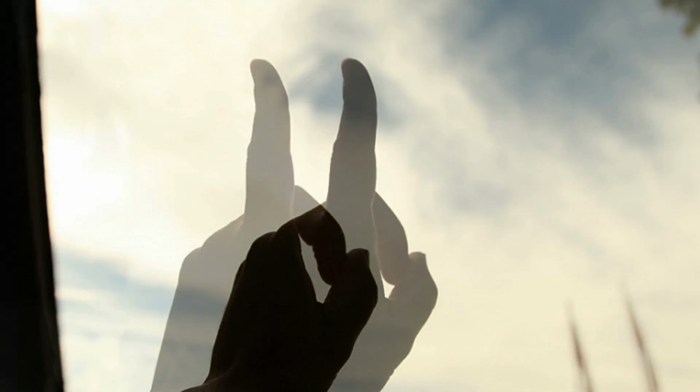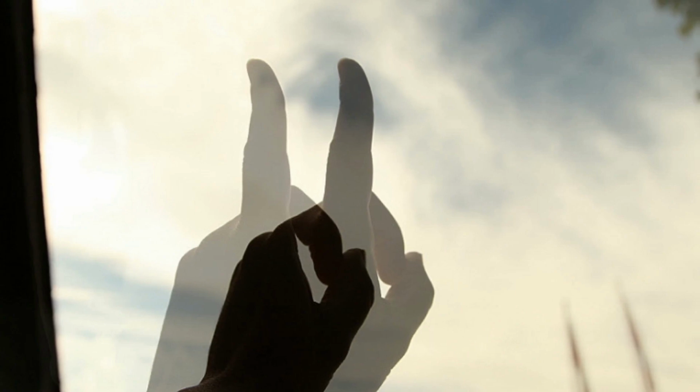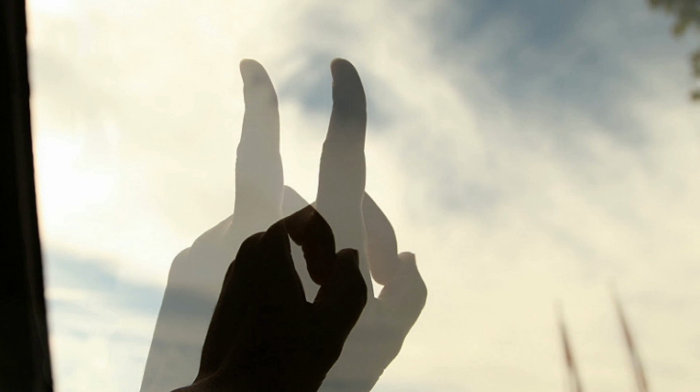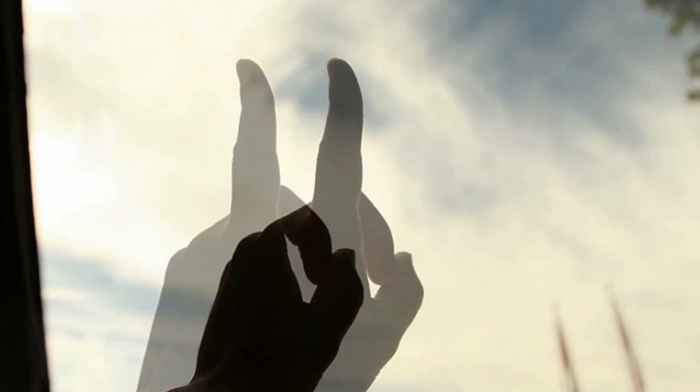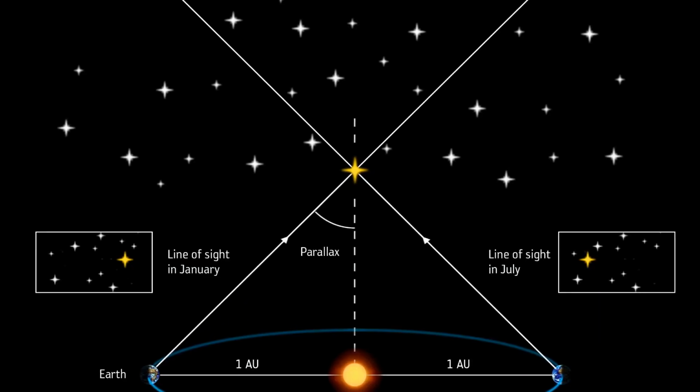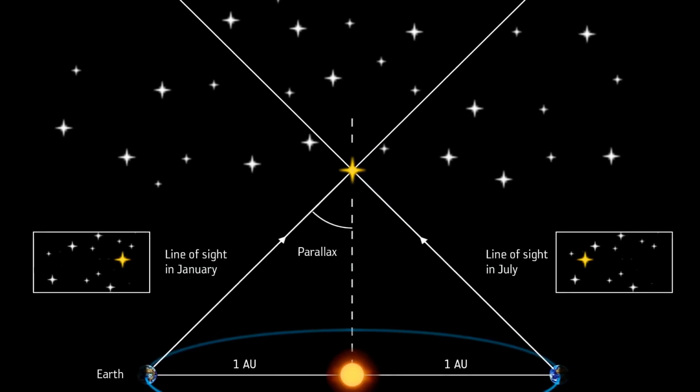The first method we'll discuss is parallax. Parallax is a technique where we measure the apparent shift in the position of an object as we observe it from two different points of view. For example, hold your finger in front of your face and close one eye. Now, without moving your finger, close the other eye and open the first eye. You'll notice that your finger appears to have shifted slightly. This is called parallax.